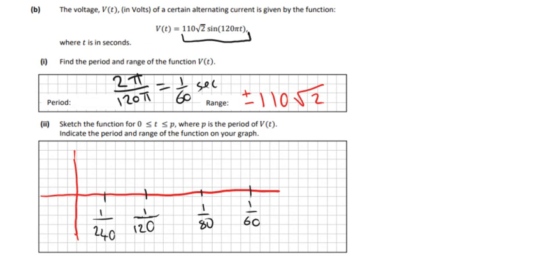And then our range has to be what's up the side, so it'll be 110 root 2. So our graph will go up to this because it's sin, and come down through here, and then goes back up to here again. I should have had a minus down below the line there, minus 110 root 2.